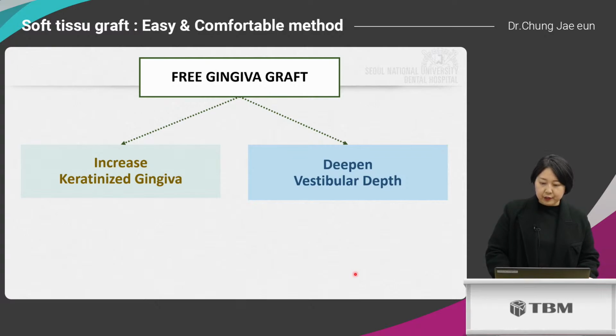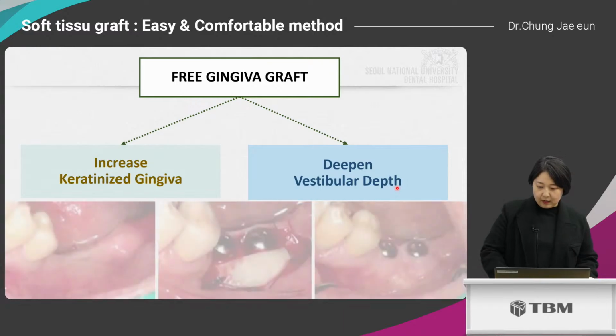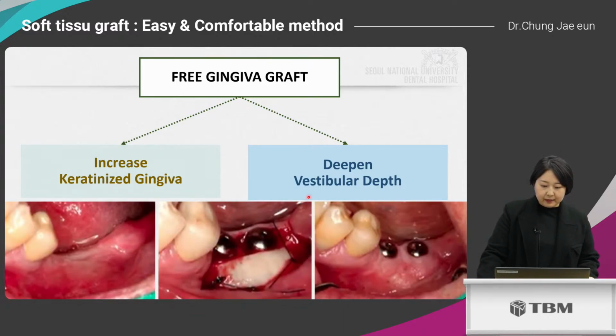The effect of free gingiva graft is not only to increase keratinized gingiva, but also it can deepen the vestibular depth, and this is very important. FGG was performed while placing the implant in the edentulous area where the vestibule was very shallow. Along with securing keratinized gingiva, the vestibular depth deepens and this makes toothbrushing very easy.